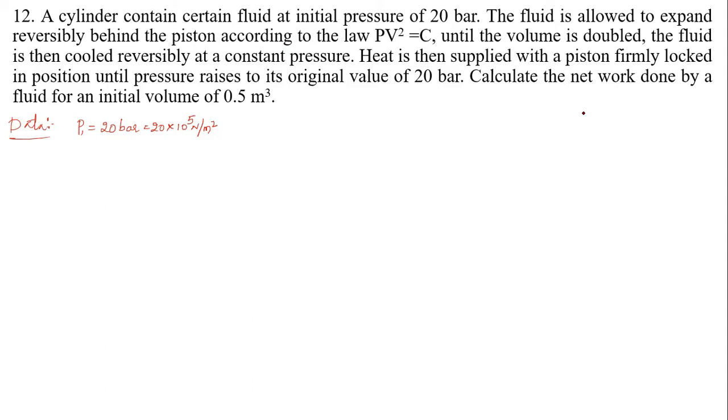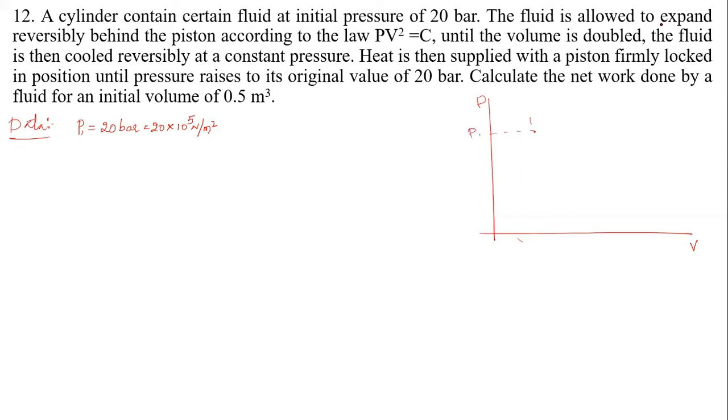Let me write the PV diagram here. Pressure, volume. Initial pressure is 20 bar. Let me mark this as the initial pressure. This is state 1. That initial pressure is P1, which is given as 20 bar.